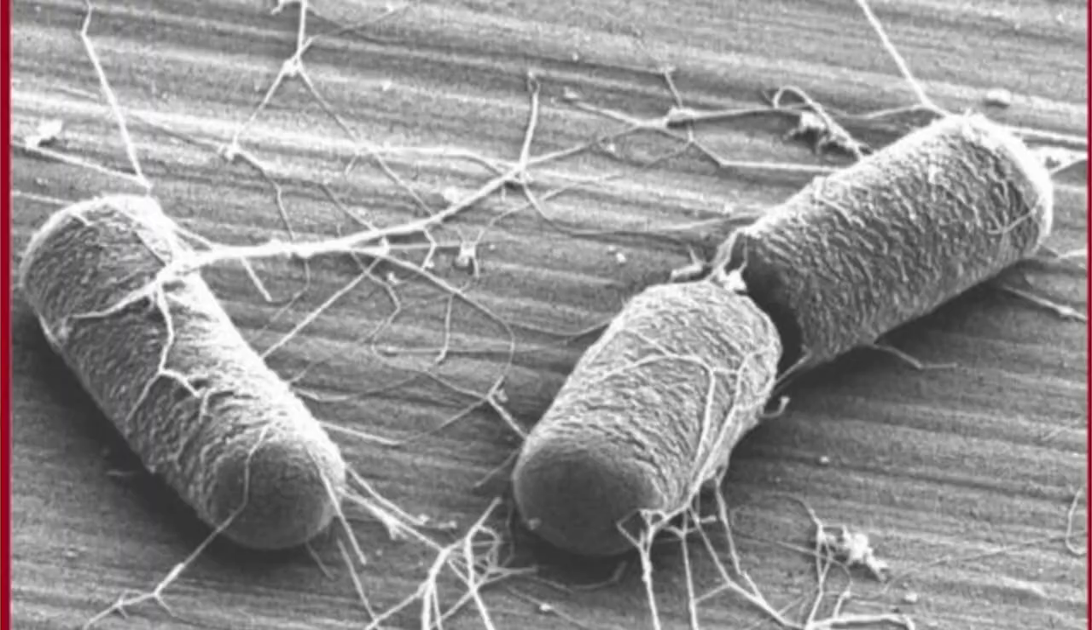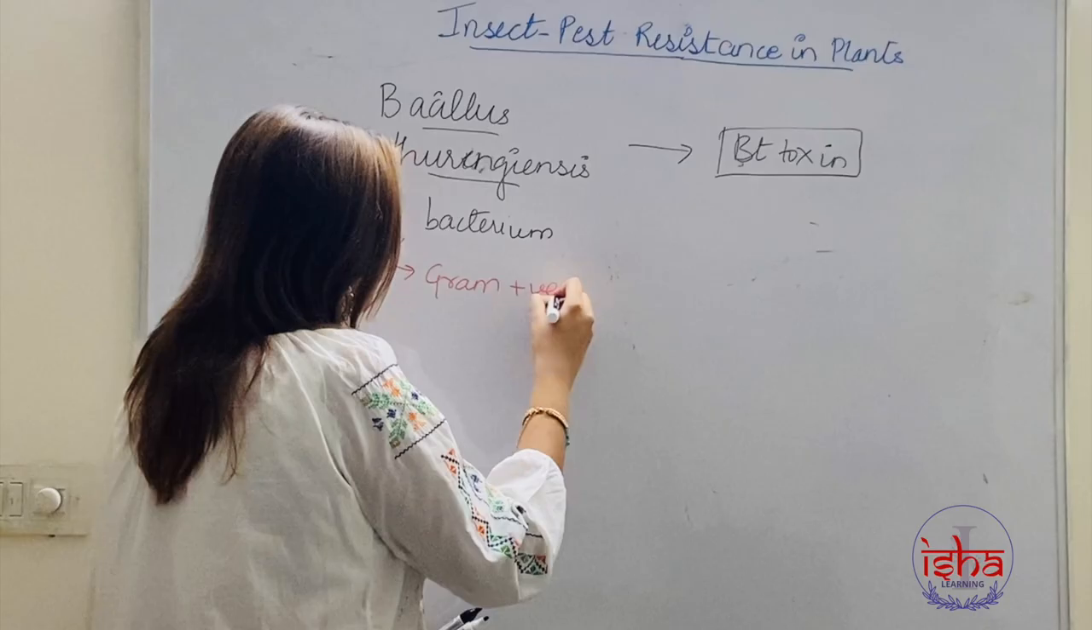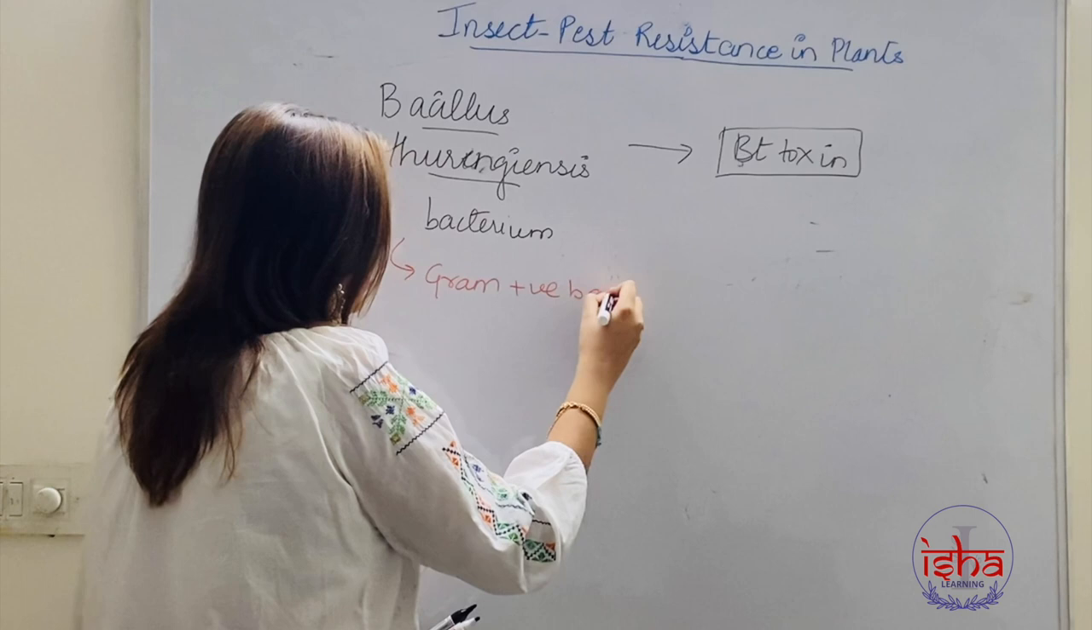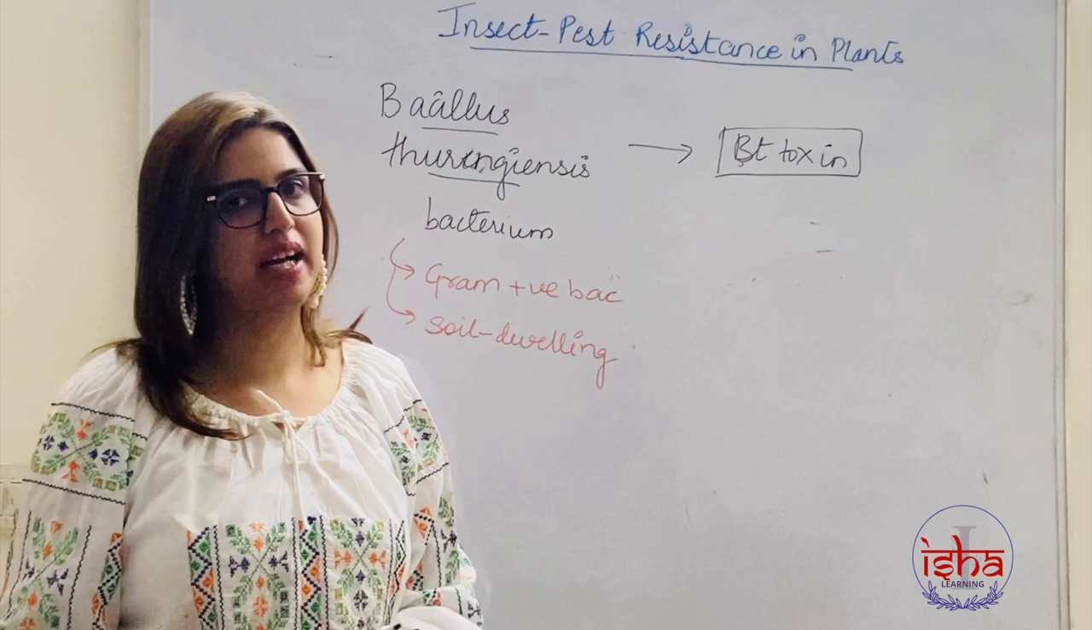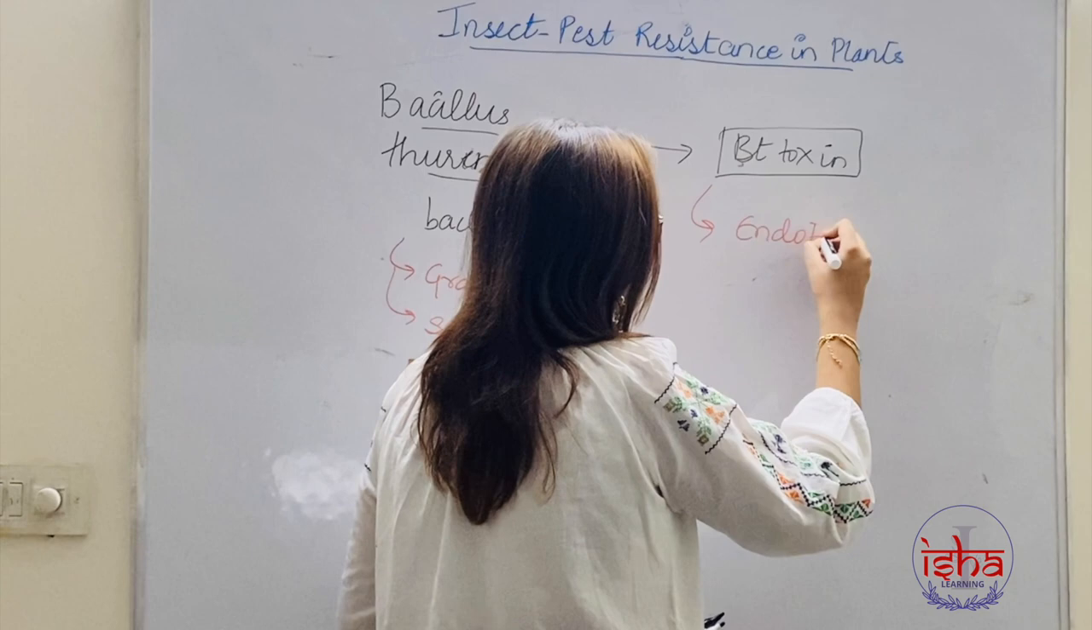First of all, this bacterium is a gram-positive bacteria that lives in the soil. So it's called a soil-dwelling bacteria. Dwelling means living. So this is a soil-dwelling gram-positive bacteria. What is this toxin? It is an endotoxin. In fact, it's a delta endotoxin.